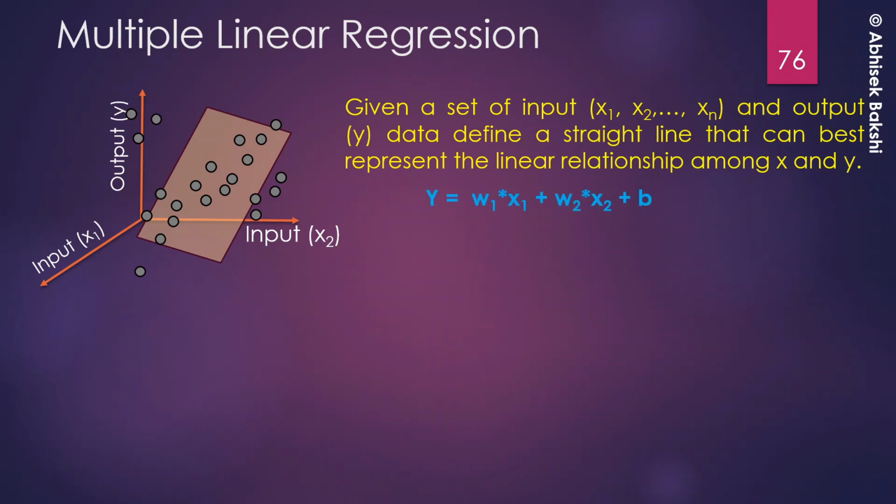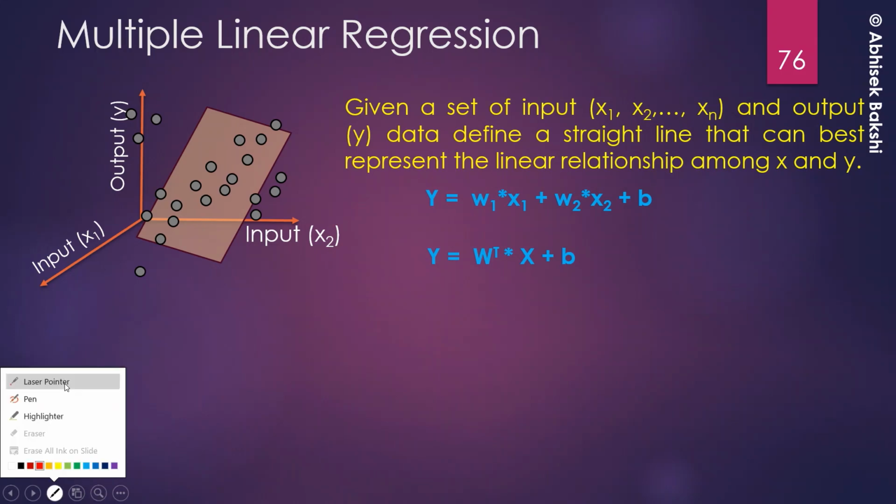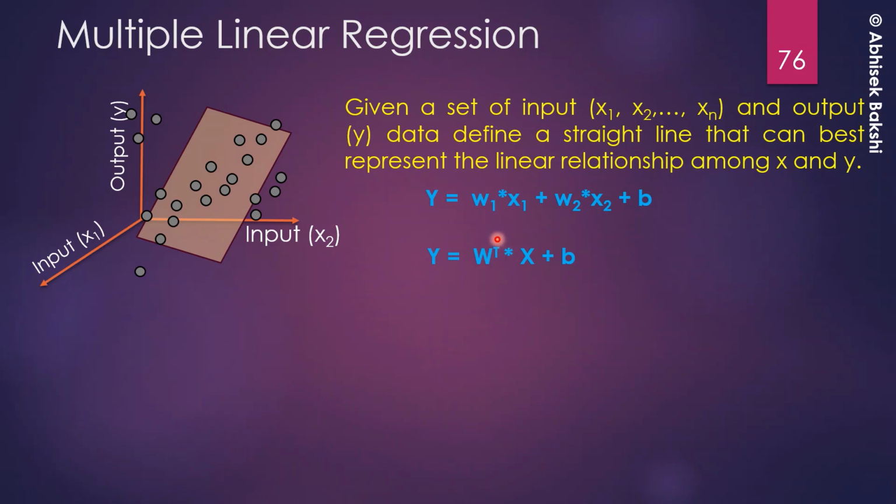Naturally it will depend on more than one variable, so it looks something like this: y equals w1 x1 plus w2 x2 plus b, where w1 and w2 are the two weights, or free parameters, associated with the two input variables x1 and x2, and b is the bias that you have already seen. In other words, you can represent the same thing as w transpose multiplied by x plus b. What this w is, w means w1 and w2.